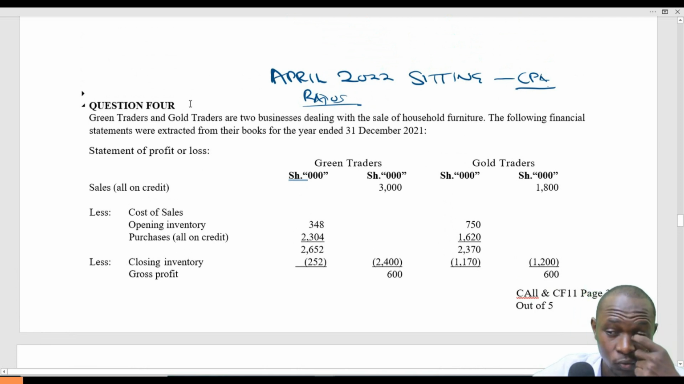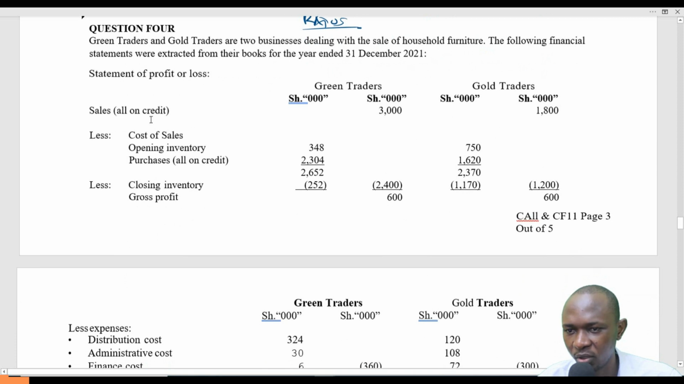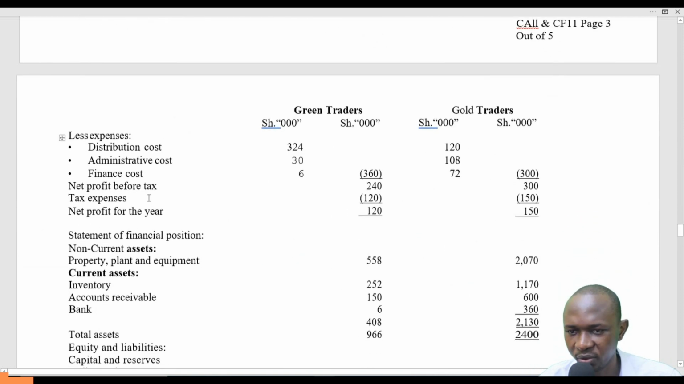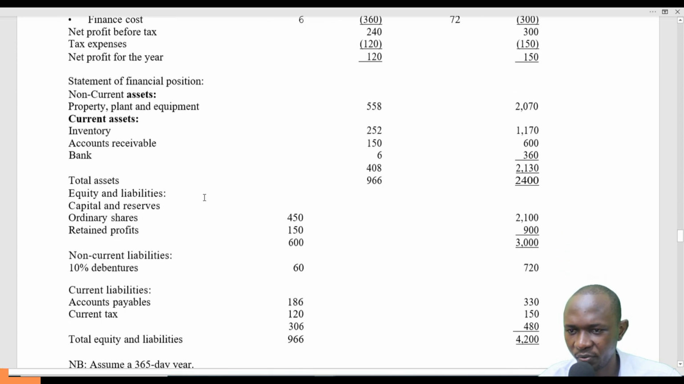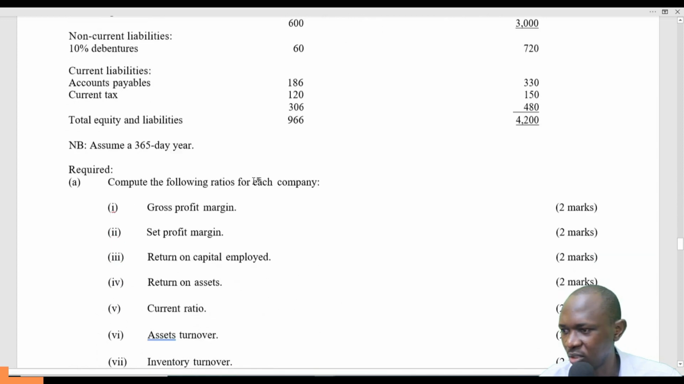Green traders and gold traders are two businesses dealing with the sale of household furniture. The following financial statements were extracted from their books for the year ended 1st December. You can see sales, less cost of sales, opening, purchases, closing inventory, you have gross profit. Then you have less expenses, and the net profit for the year. Statement of financial position, those are the summaries. Assume a 365-day period.